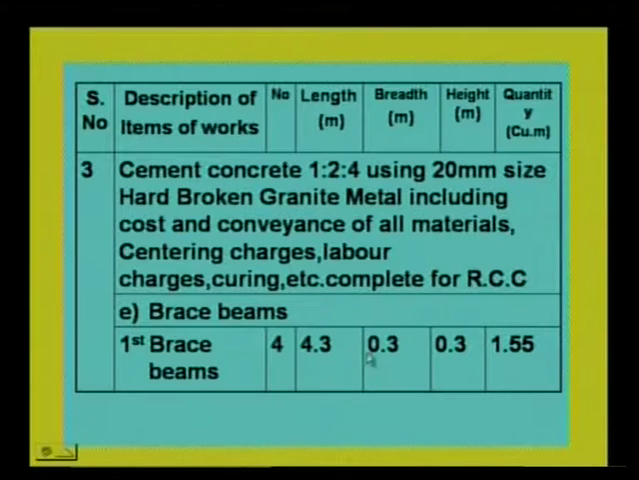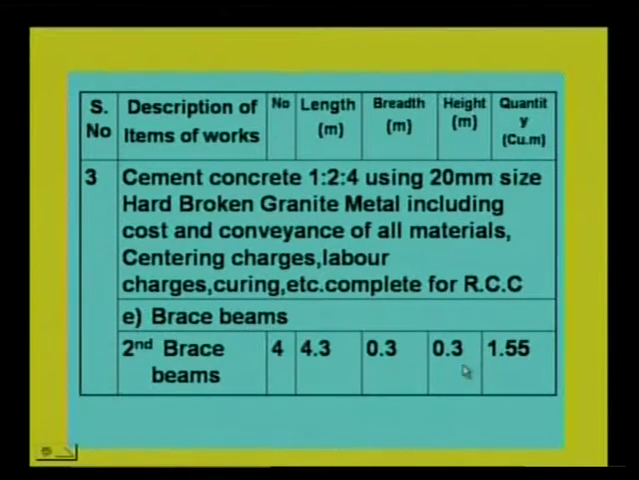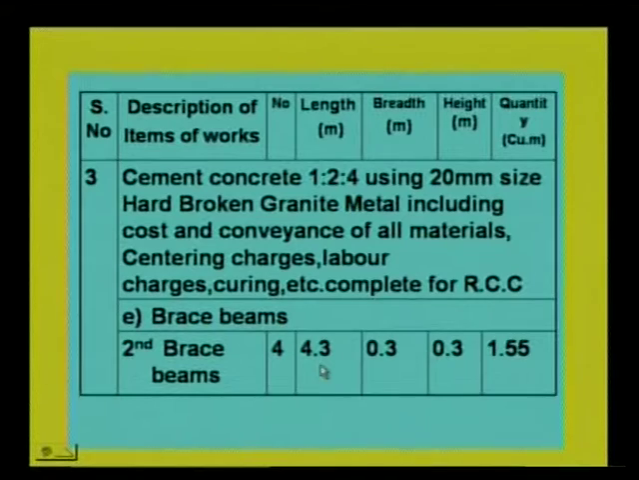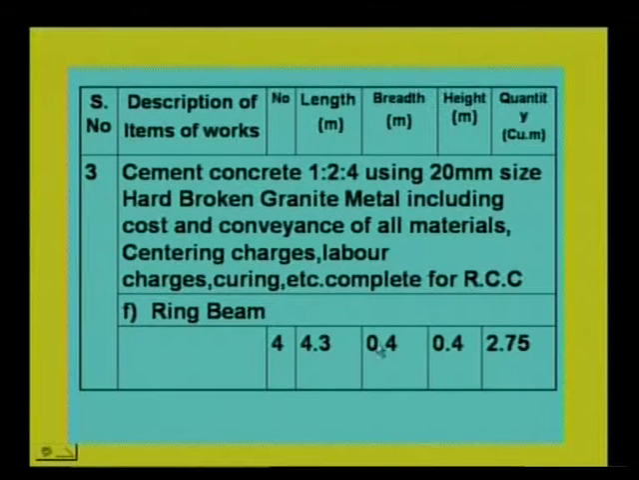You can see here the 4.3. 0.3 is the size, 0.3 is the depth, 0.3 is the width. So the quantity is 1.55. The next, second brace beams, same 4.3, 0.3, 0.3 and 4 numbers. So if you multiply 4 with 4.3 with the width as well as the thickness, you will get the quantity around 1.55 cubic meters. The next item is a ring beam.